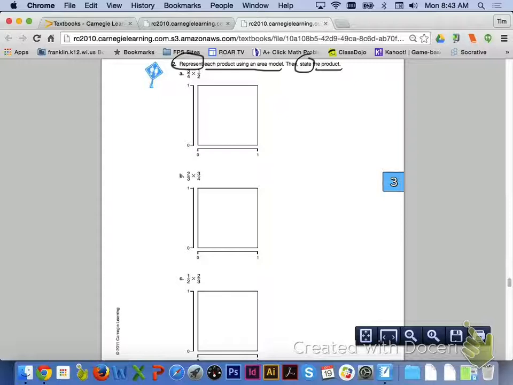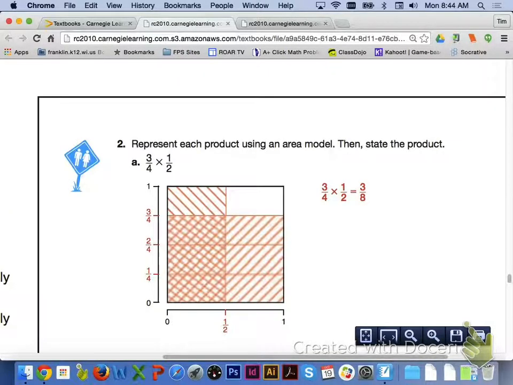At the top of page 191, you'll now get some practice in using area models to represent each product. What I would like you to do is letters A, B, and C with your group members. For letter A, the first thing I'm going to do is break it up into 1/2, then I'm going to shade in 1/2. Then I'm going to break it up into fourths and shade in 3 of those fourths. You can see the overlapping region is going to represent 3/8 for my answer.